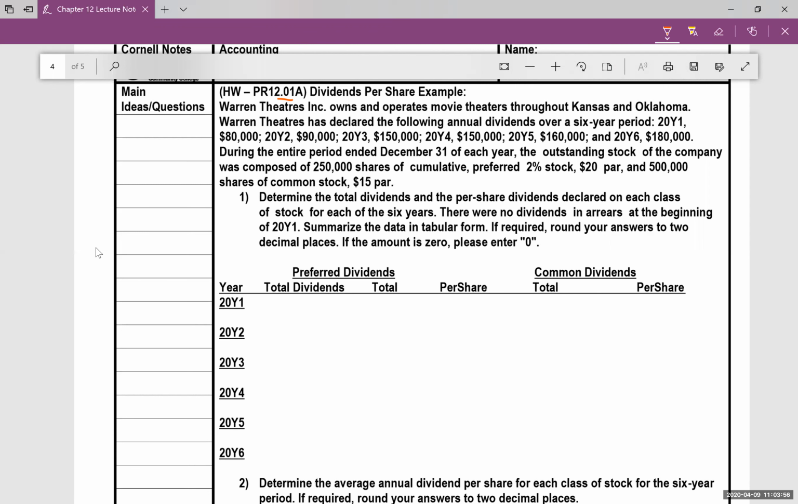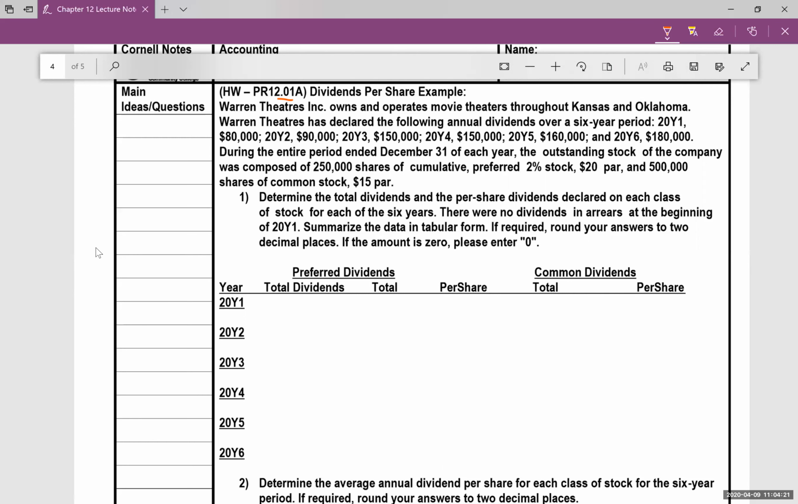So there's a couple different things going on. They have some preferred stockholders and some common stockholders. The preferred stock folks are always going to get paid first. If there's money left over, the common stock folks get their dividends. We have a chart down here that we're going to fill out, determining the total dividends and the per share dividends calculation. There were no dividends in arrears at the beginning.